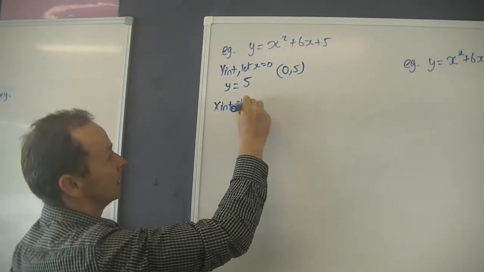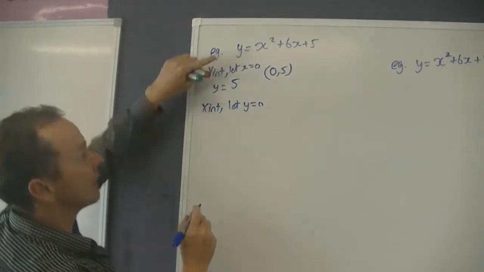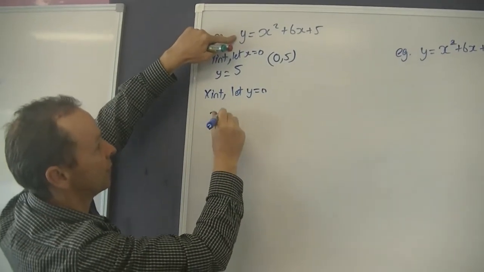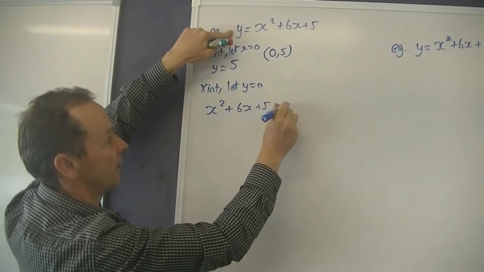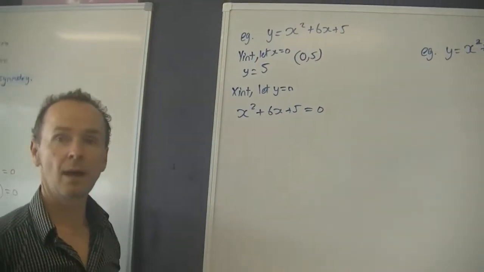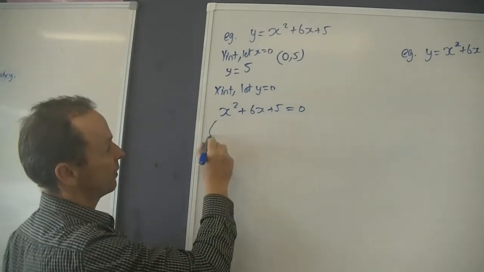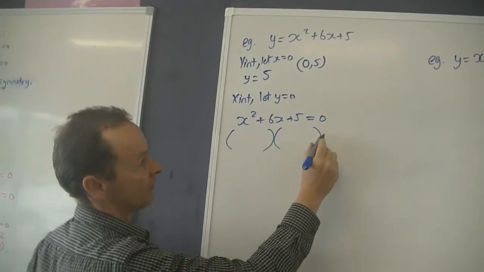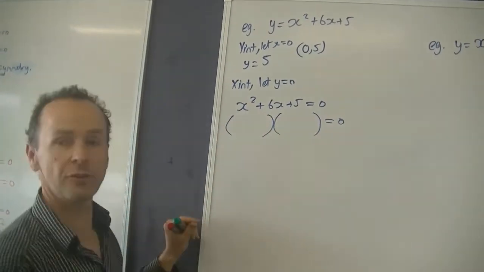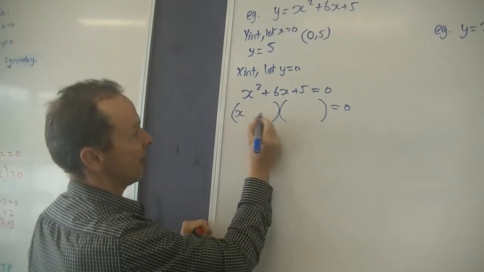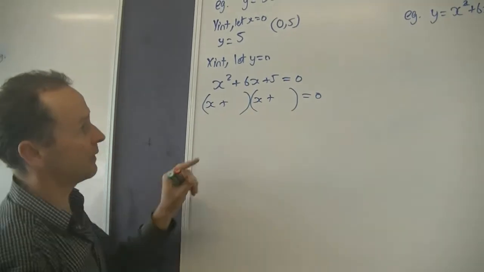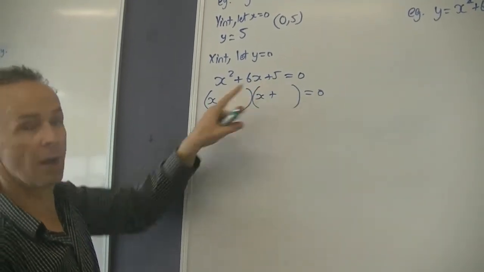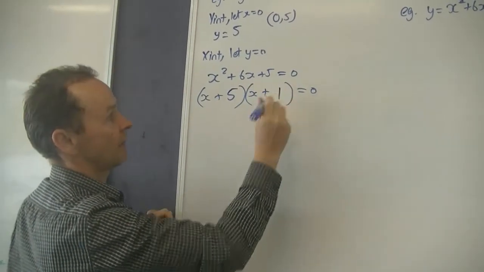X-intercept, let y equal 0. So we've got our equation, x squared plus 6x plus 5 equals 0. Now, factorising from a few topics ago, we have to use our two brackets. First, check for any common factors, so there's none. So remember this, x and x. It's a plus there, so both values are positive. And factors of 5 are 5 and 1, so that's easy, 5 and 1.